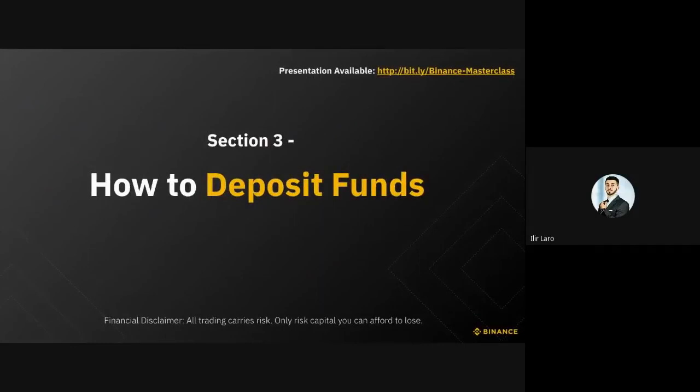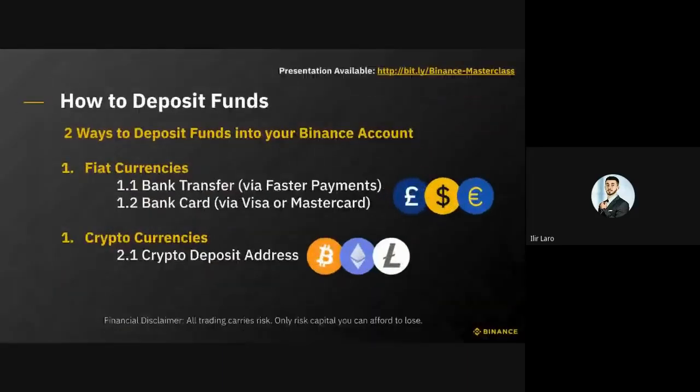Now, once you've registered an account and once you've verified your account, the next stage is to deposit funds. There's actually two ways of depositing funds in your Binance account. There's fiat currencies and there's cryptocurrencies. Like I mentioned before, fiat currencies are traditional currencies that are government backed. We use these on a day-to-day basis. This is the pound, this is the US dollar, this is the euro.